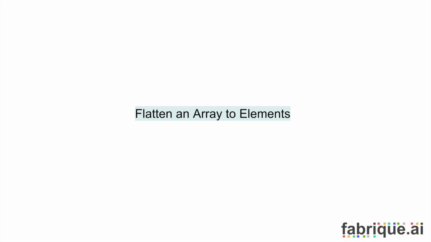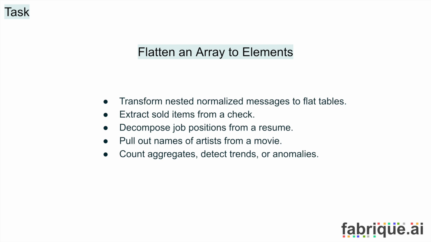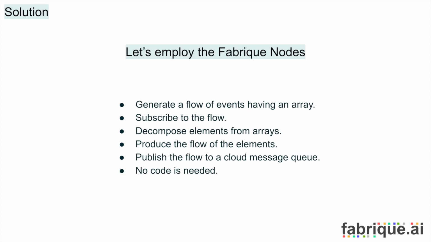Hi, in this video we will onboard the fabric nodes to flatten an array to elements. The problem arises when nested normalized messages have to be transformed to lovely flat tables. For example, when it's needed to extract sold items from a check, decompose job positions from a resume, pull out names of artists from a movie, count aggregates, detect trends, or anomalies. Let's employ the fabric nodes.